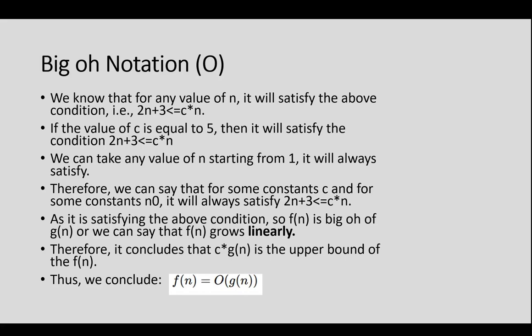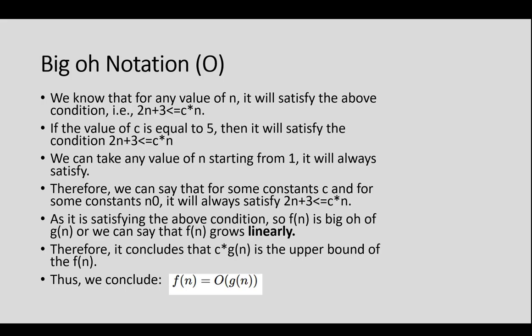So we know that for any value of n, it will satisfy the above condition, that is 2n plus 3 is less than or equal to c into n, if I take the example with the value of 5. If the value of c is equal to 5, then it will satisfy the condition 2n plus 3 less than or equal to c into n. So we can take any value of n starting from 1, and it will always satisfy. Okay, you try that by tracing and by giving it a value other than 5.